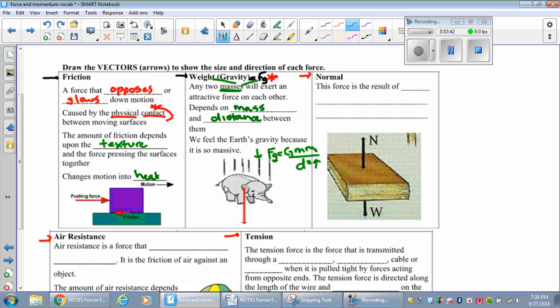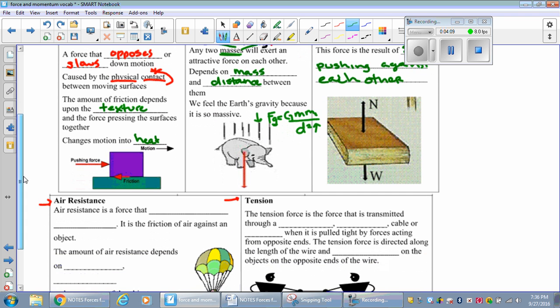All right, now normal force. This one's kind of cool. This force is the result of surfaces that push against each other. So, two forces pushing against each other.